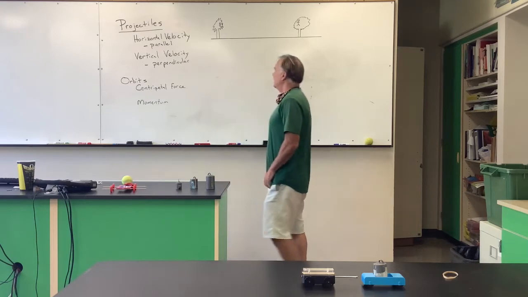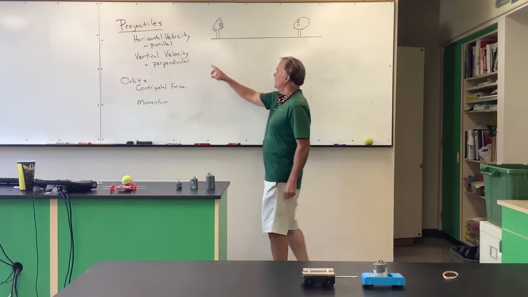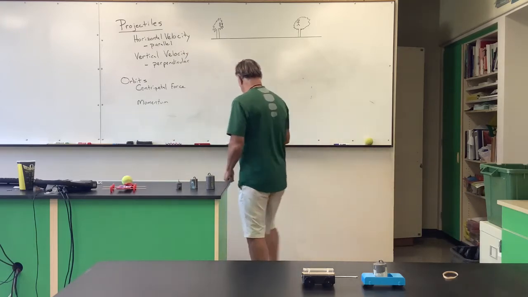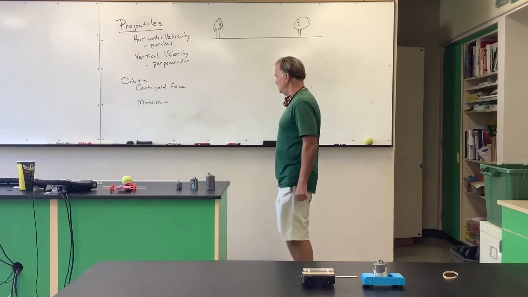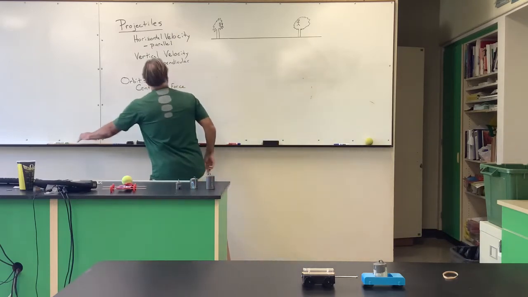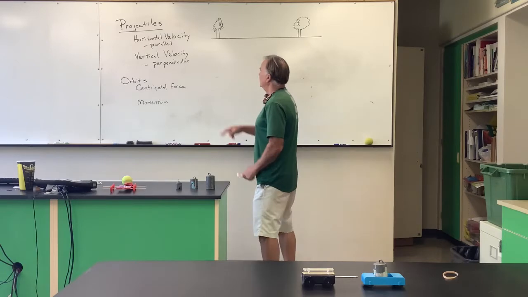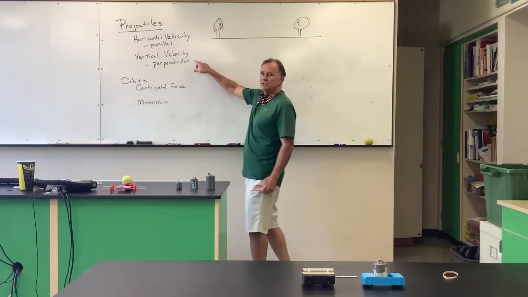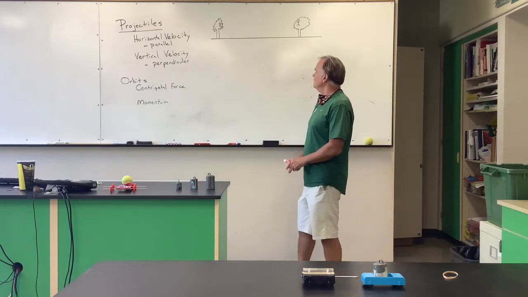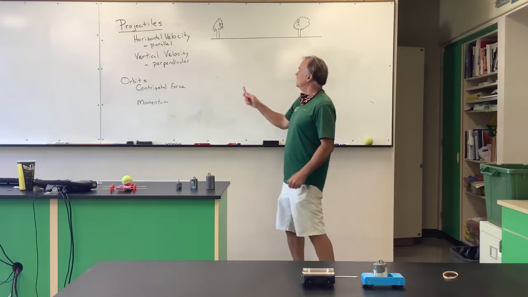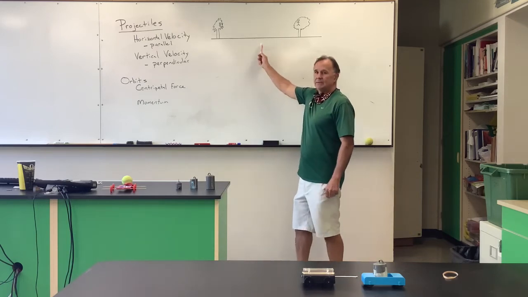So a projectile, when it's projected, will have a horizontal velocity, which is a velocity parallel to the ground. And it also has that vertical velocity, which is caused by the force of gravity. So to show that, let me give an example.